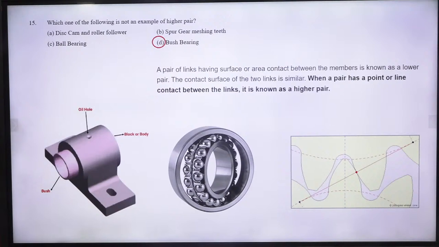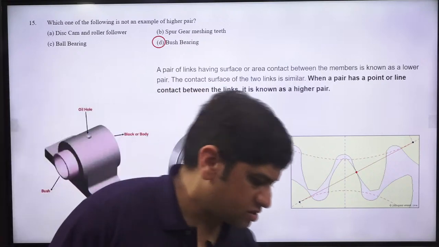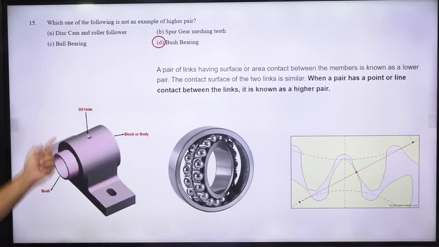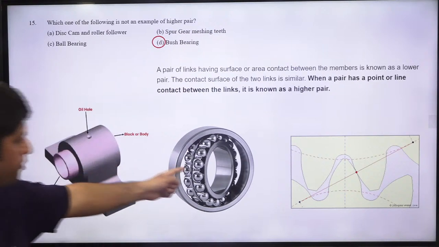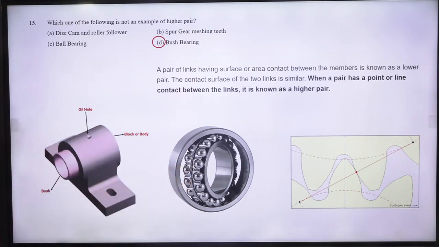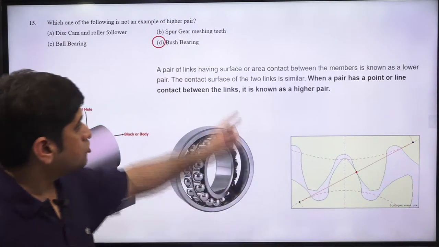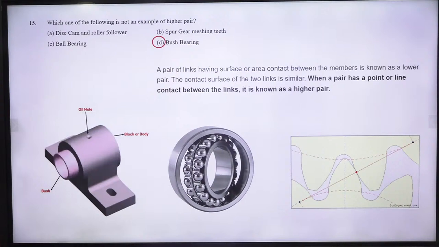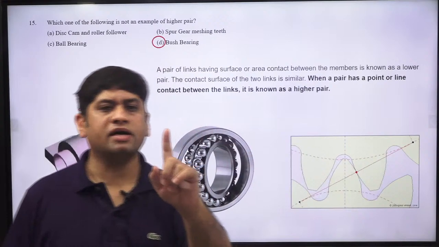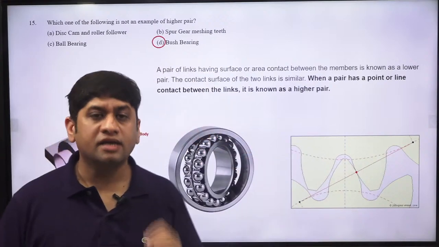You know, when surface or area contact is there between the two links, it is called lower pair. Can you see, this is the cylindrical bush inside the cylindrical cavity or cylindrical hole. So this is the bush bearing. Ball bearing, cylindrical bearing, these are all higher pair. And look at this, this profile is a point contact. In a spur gear, the meshing of the teeth is a point contact. You should visualize it. So higher pair is point contact and line contact. Lower pair is area contact.